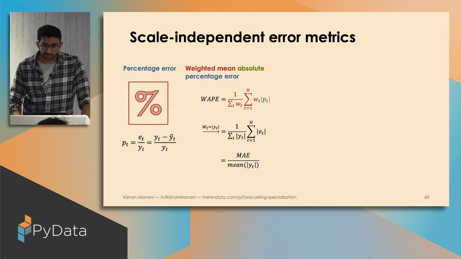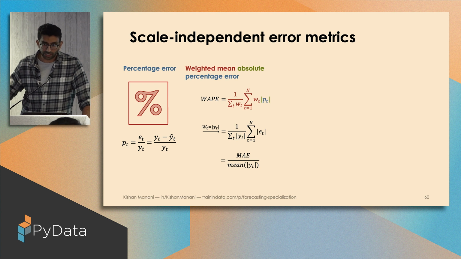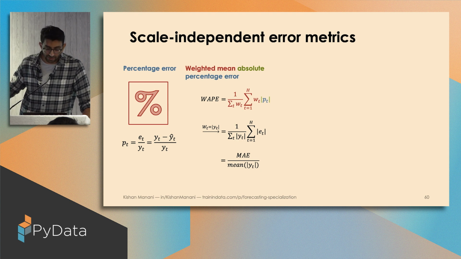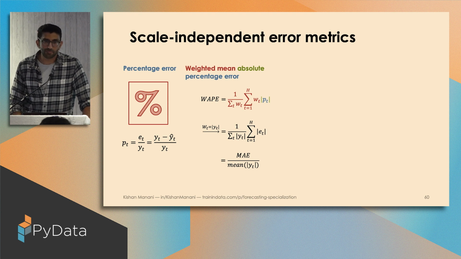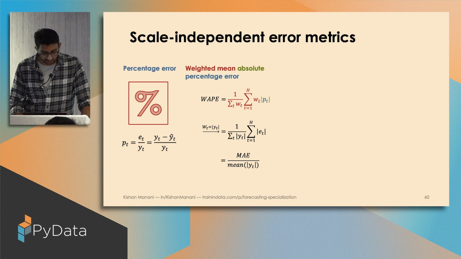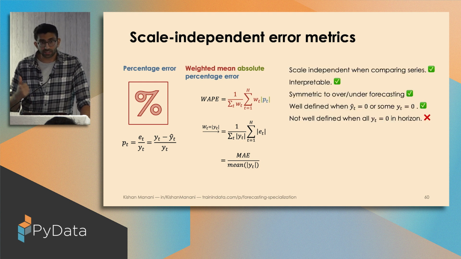If we use the weights as the actual value of the time series itself, then through some algebraic trickery, it just becomes the mean absolute error divided by the average of the time series again. So it becomes the normalized deviation metric that I introduced earlier, but just for a single time series, and it's got a clear interpretation also as a scale-independent percentage error metric. And this has a bunch of nice properties. So it's scale-independent when comparing different time series. It's interpretable. It's still a percentage error metric.